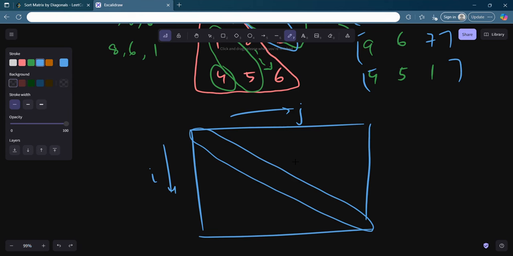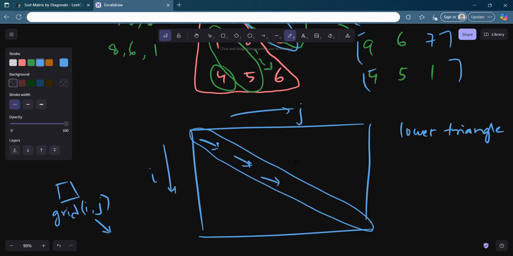So now consider the case of the lower triangle only. How will you iterate it in that way? So you see, if you are given any portion of the grid, let's say grid i comma j, you need to go to the rightward diagonal, because your way of iteration, no matter in the lower triangle or in the upper triangle, is always like this.